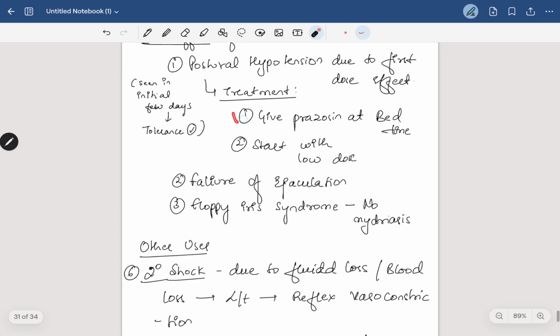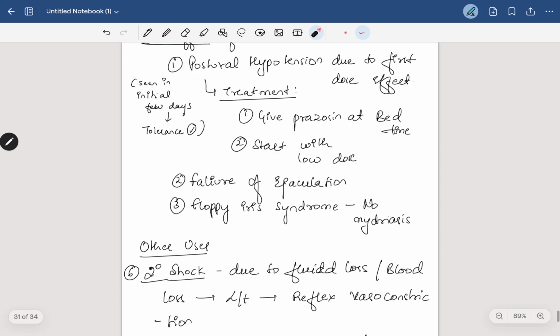We just give the prazosin at bedtime, so that if you take prazosin and you're just sleeping, right, for straight 6 to 8 hours, you won't get up and walk, so therefore there won't be any postural hypotension taking place. Therefore we give it at bedtime, or we start with a low dose. Okay, so this is how we treat it.